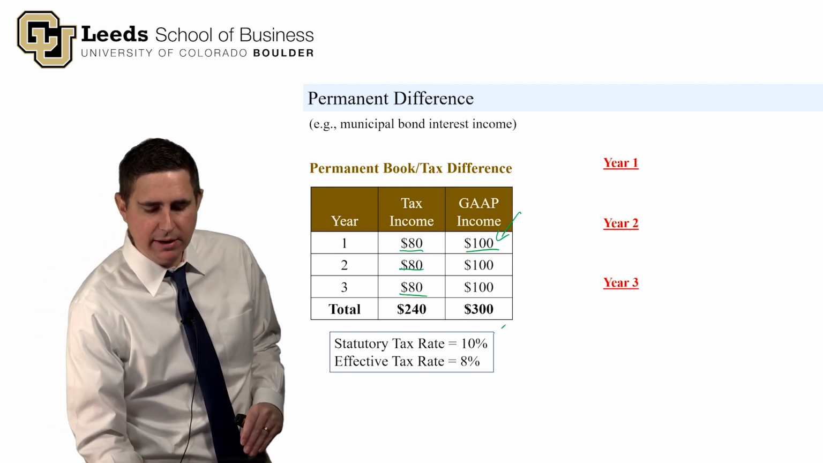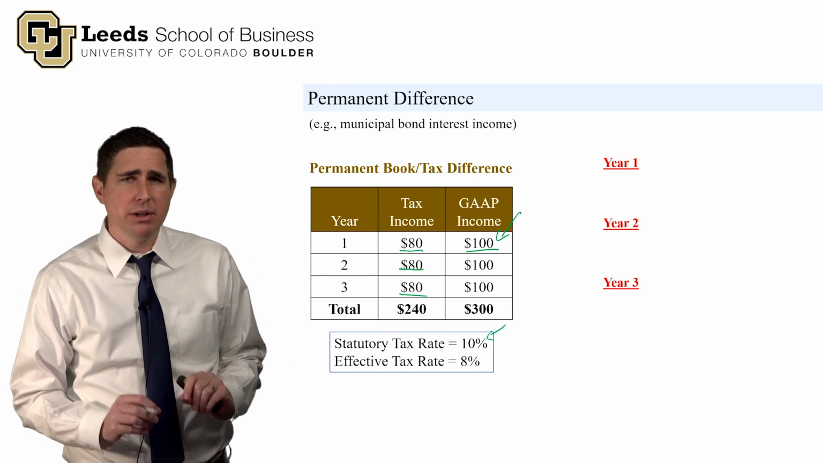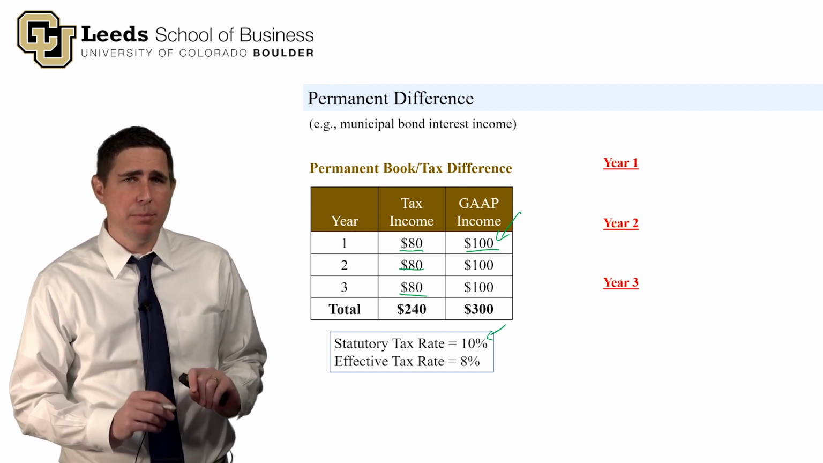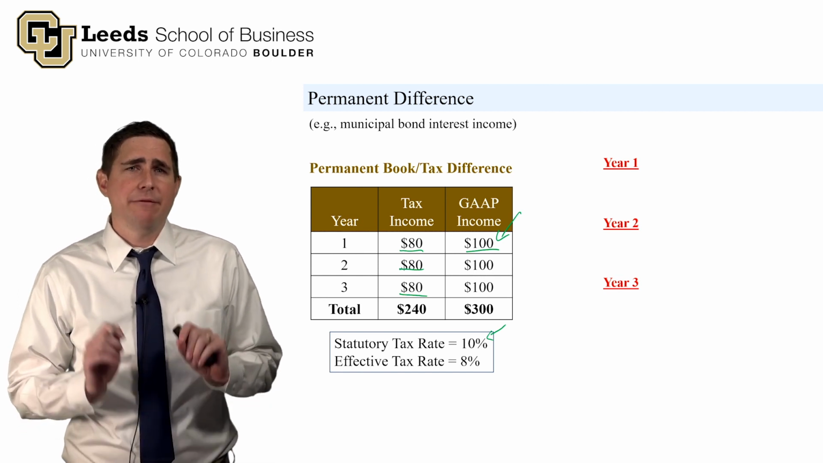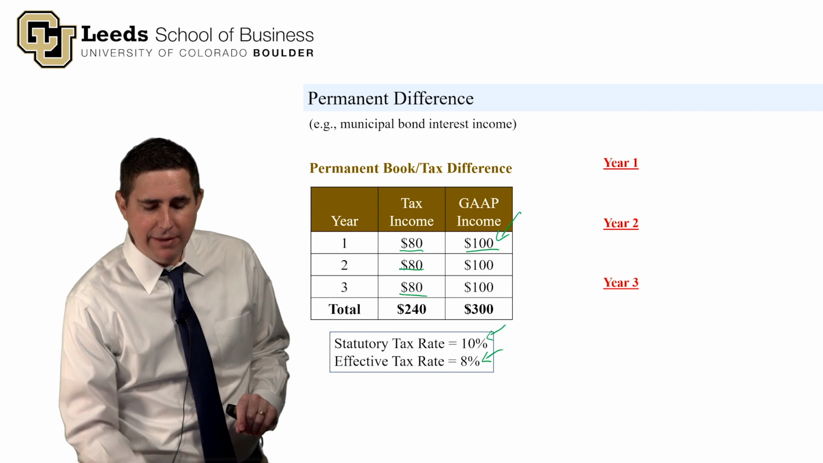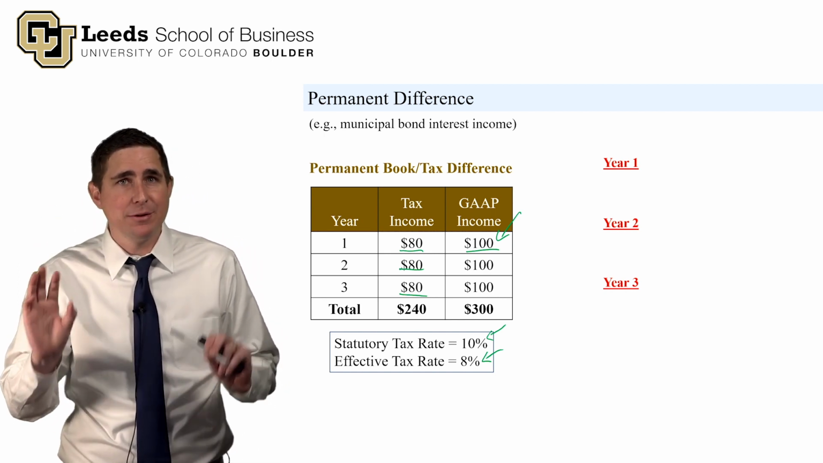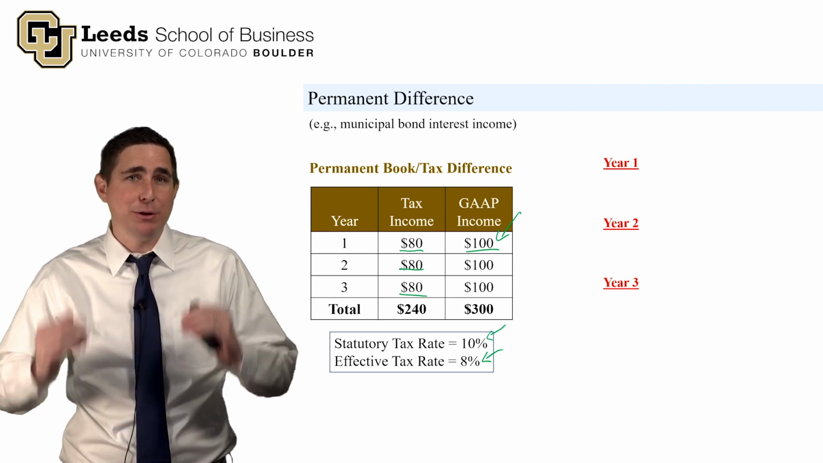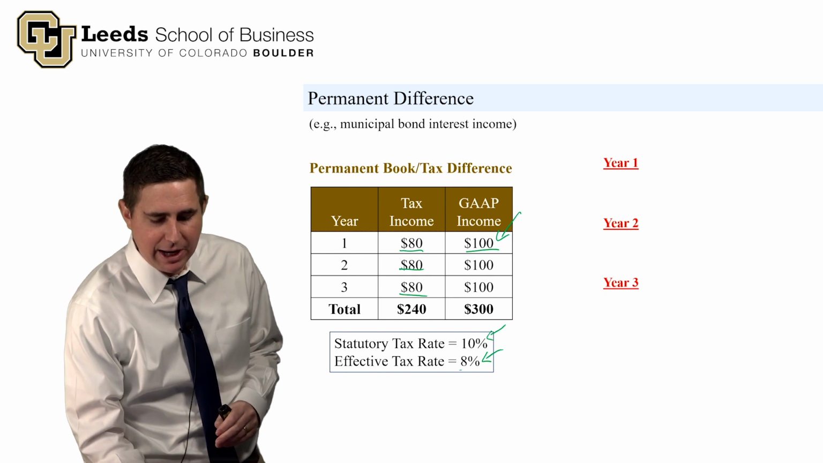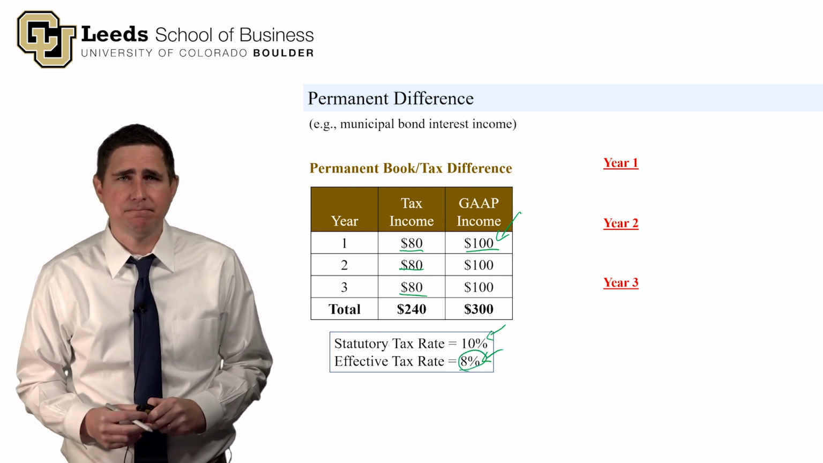And to make things simple, we're going to set the statutory tax rate. That's set by the government. The government determines that the statutory tax rate is 10%. You need to pay us 10% of your taxable income. The effective tax rate, remember, is determined by the accounting department. The accounting department knows that they have $20 of municipal bond interest income. We don't have to pay taxes on that, and that's going to reduce our effective tax rate down to 8%. So the accounting department knows the effective tax rate is 8%.